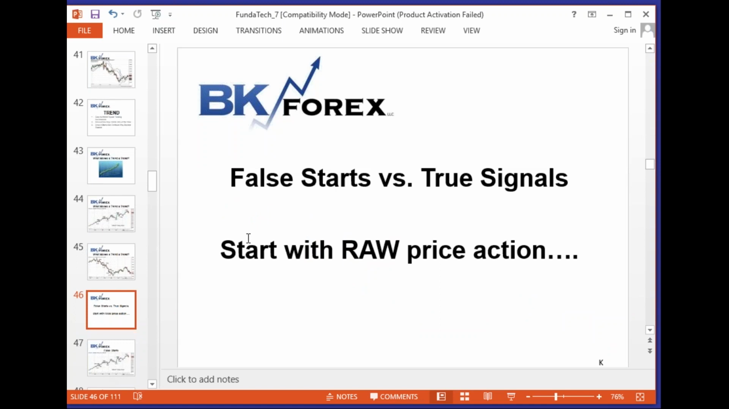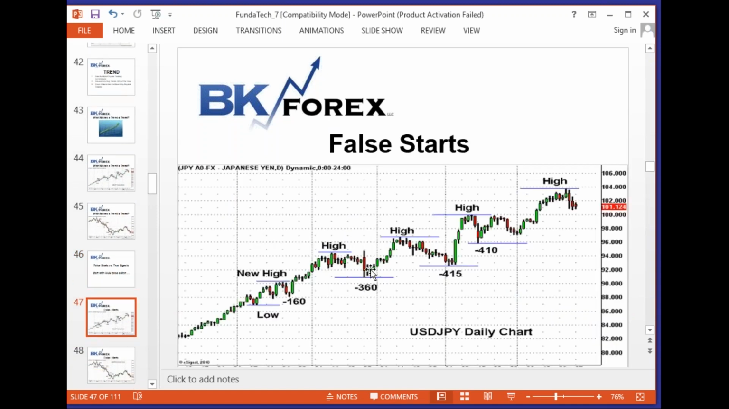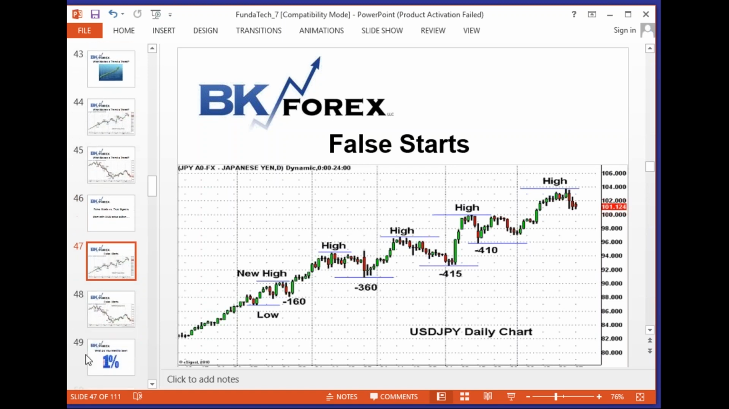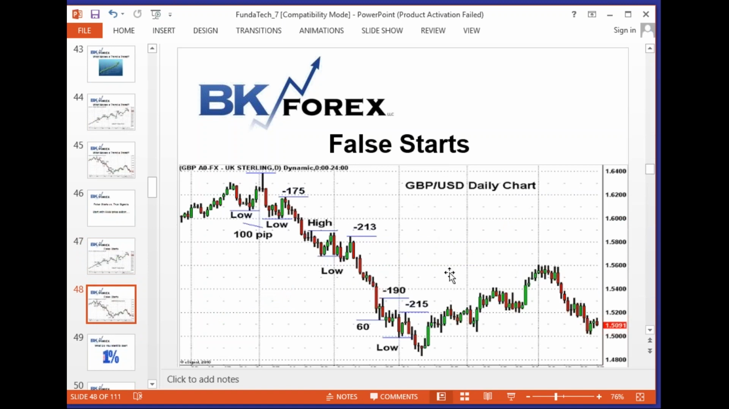the most important thing is that you want to avoid these false starts. You want to capture the true move and not the false starts. And that's why you start with the raw price action. Because in false starts, you can have, like in this case, we're in an uptrend. Let's say you think, okay, we've got a top, and it pulls back. It does pull back by a decent amount, but the broader trend is up. And same thing with the downtrend in the pound dollar.